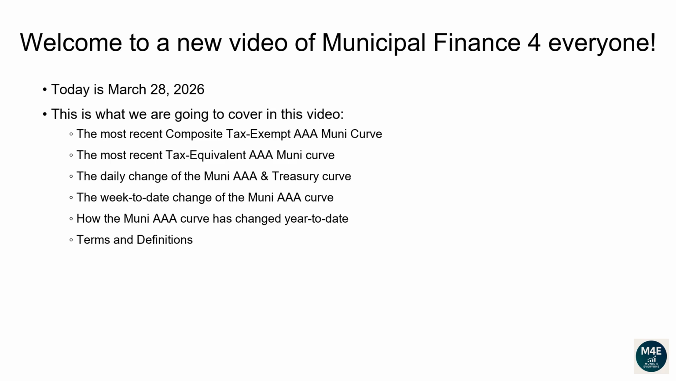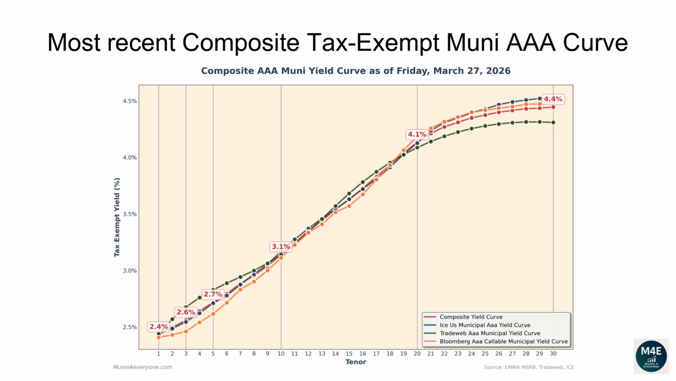Terms and definitions. Let's go over the most recent composite tax-exempt Muni AAA curve. The following composite tax-exempt yield curve is based off the most recent ICE, TradeWeb, Bloomberg yield curves that are available on the MSRB website, plus some proprietary extra adjustments, as of March 27, 2026.